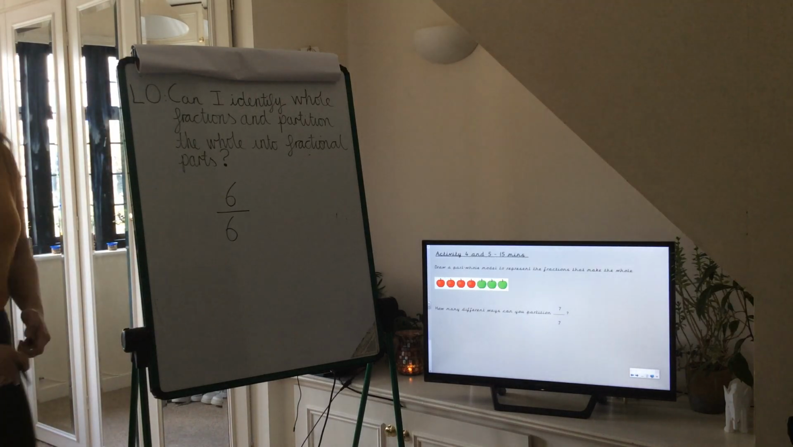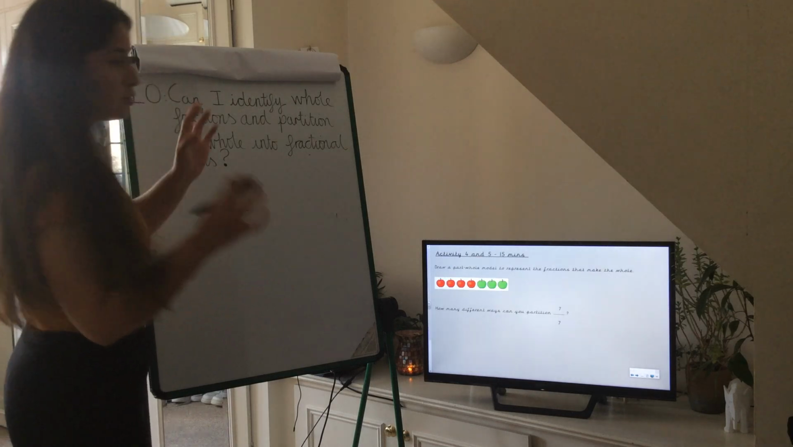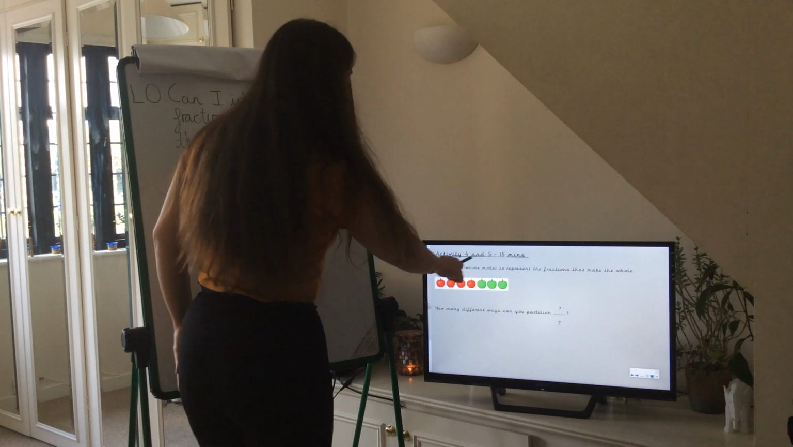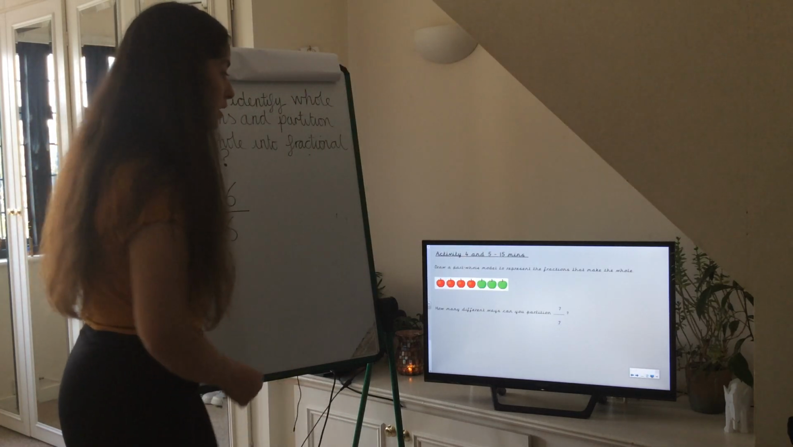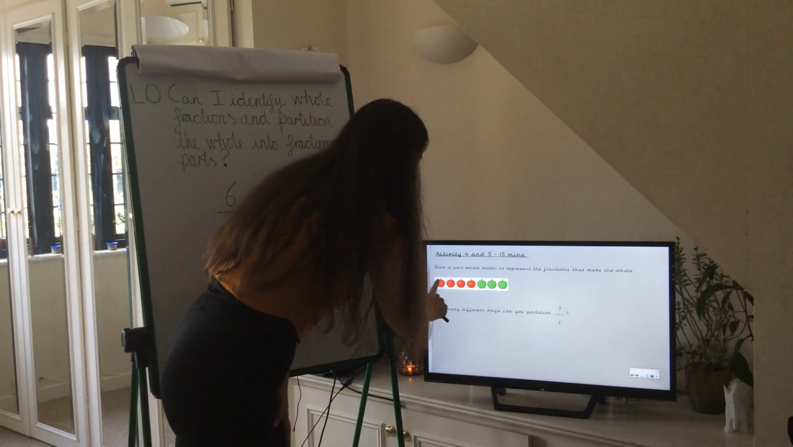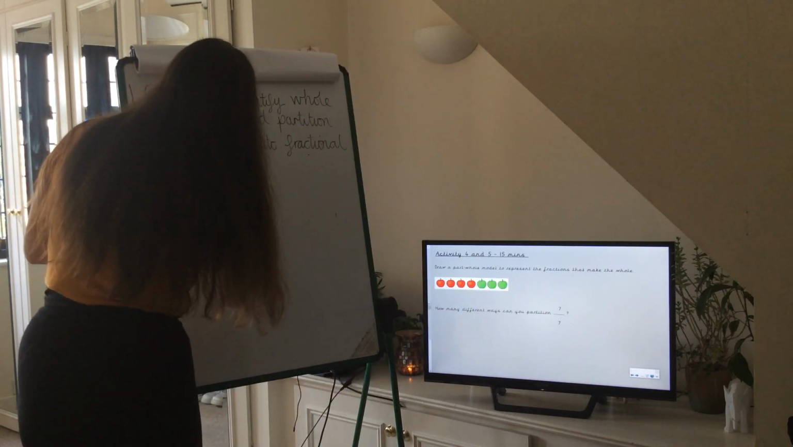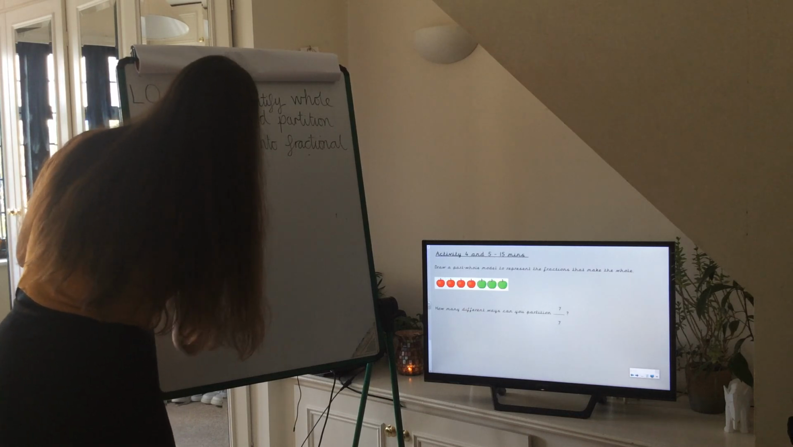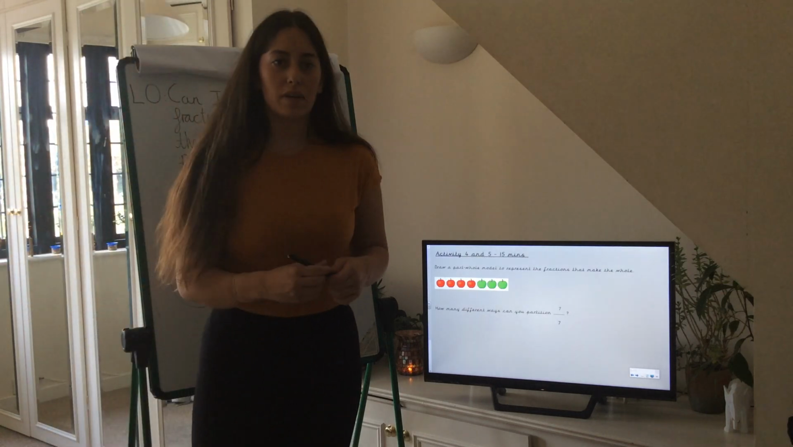Okay, now we need to come to the part where we partition. We know that 2 fractions can make a whole. Can you draw a part-whole model to represent the fractions that make the whole? So here we have got 7 apples. 1, 2, 3, 4, 5, 6, 7. Can you partition your whole into 2 fractional parts?